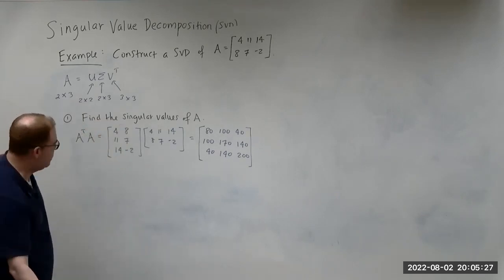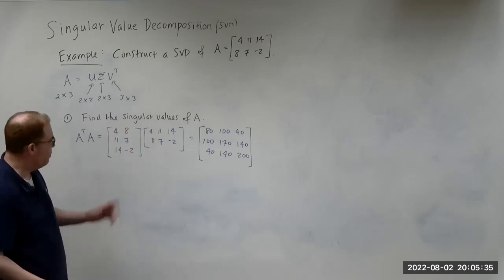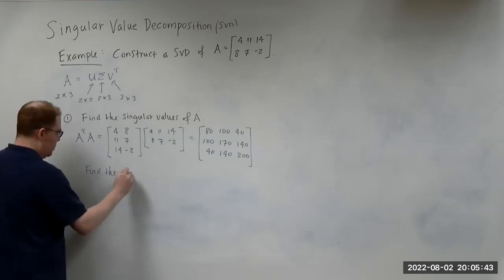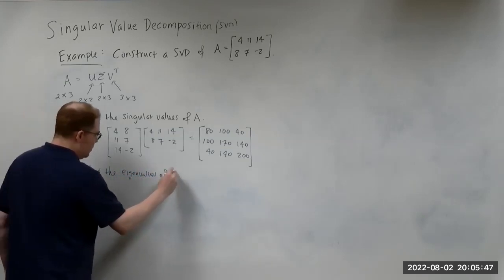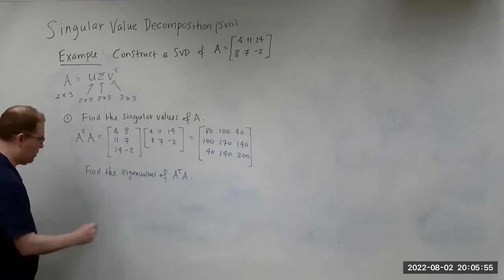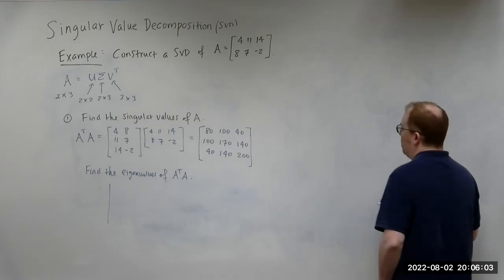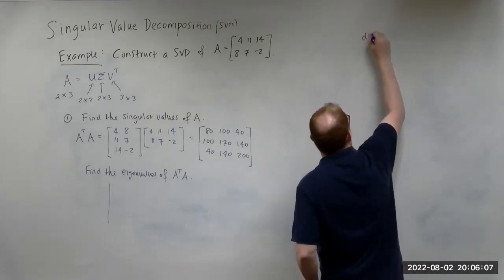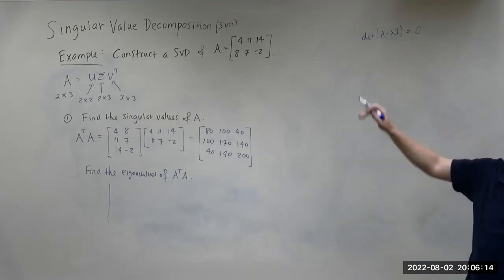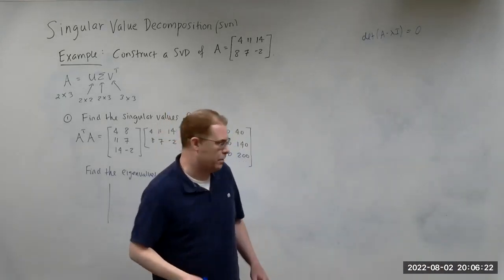So now the next step is, so that's our A transpose A, and we want to find the singular values. So we need to find the eigenvalues for this matrix. Okay. So that just means that we're going to solve for, remember, to get the eigenvalues, a little bit of review here, you're taking the determinant of A minus lambda I and setting that determinant equal to 0. The reason why you want to set it equal to 0 is because you want to get a non-trivial solution.